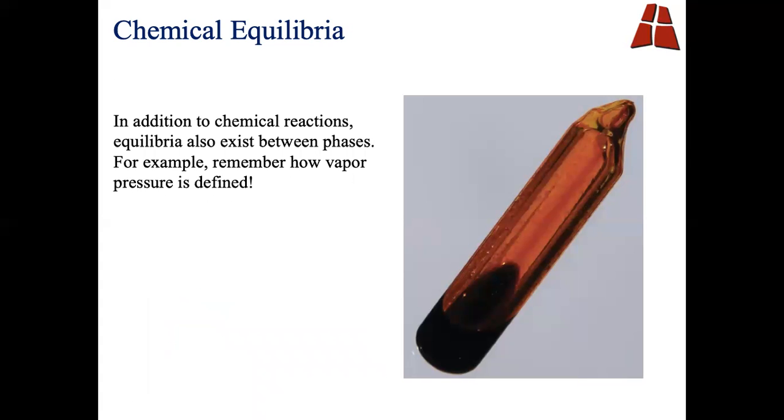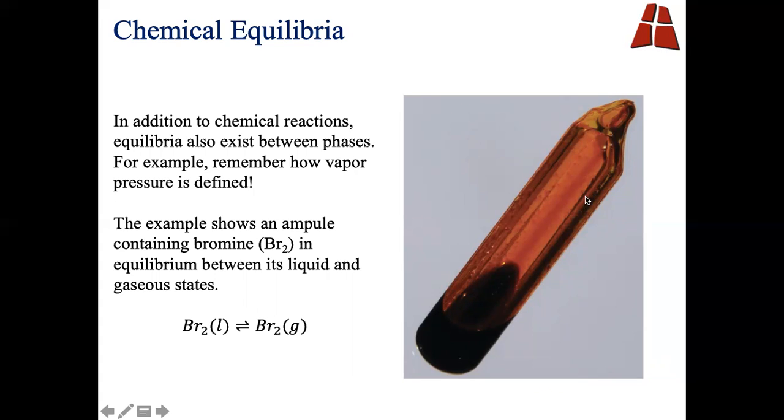So in addition to chemical reactions, this can also apply to phase transitions. And so if you think of how we define vapor pressure, it is the pressure at which equilibrium is reached between our gas and our liquid phase. And so here we have an ampule of bromine, both liquid bromine, gaseous bromine that are in equilibrium. Okay, and so that's the physical example. We would still describe this in equilibrium, despite it being a physical change as opposed to a chemical one.